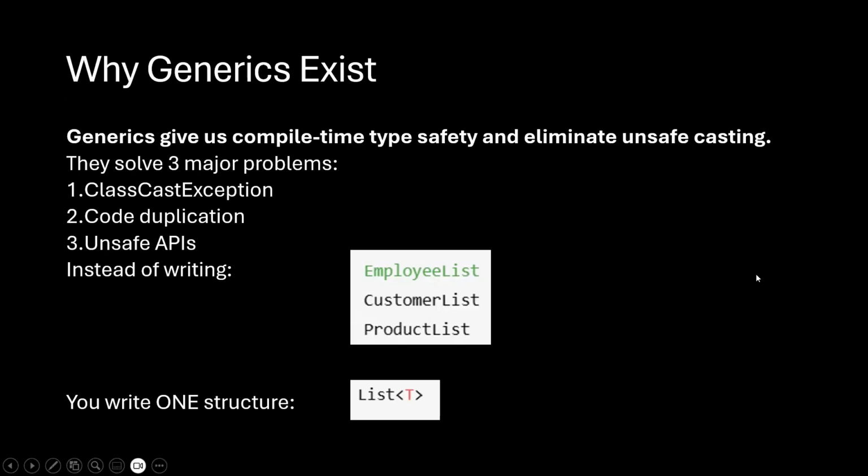Why do generics exist? Generics give us compile time safety and eliminate unsafe casting. They solve three major problems, including class cast exception, code duplication, and unsafe APIs. Instead of writing three different lists, employee list, customer list, and product list, you write one structure, which is a list, which can take in any reference type.